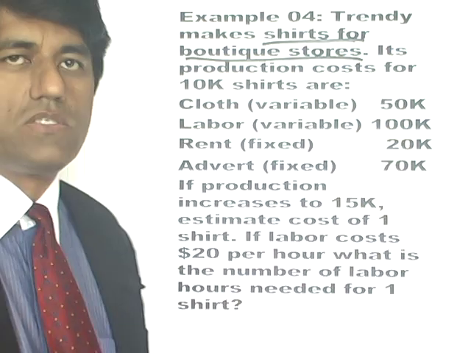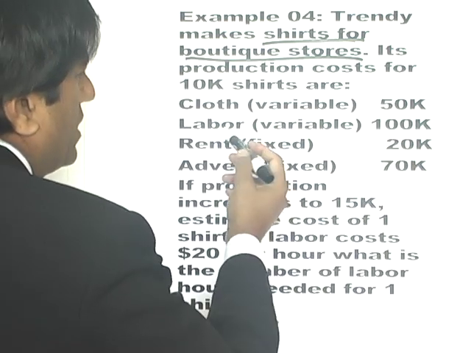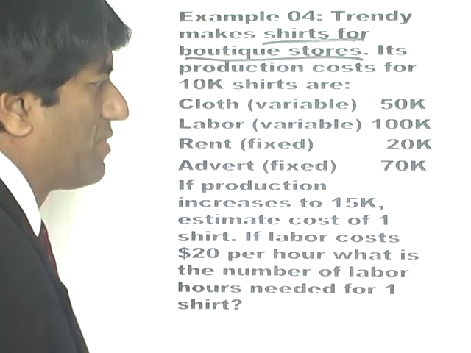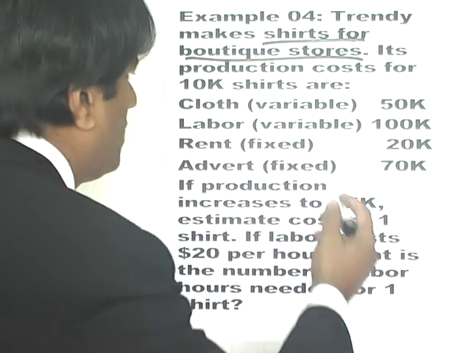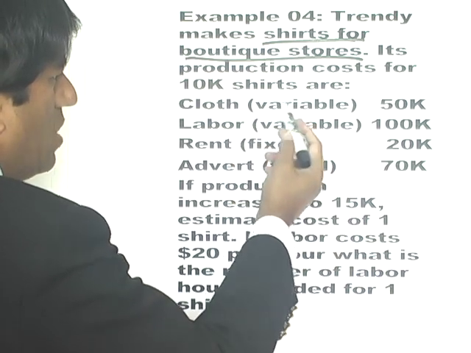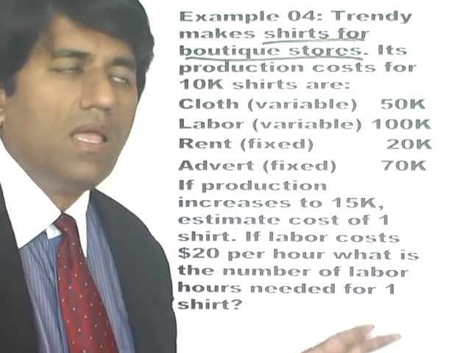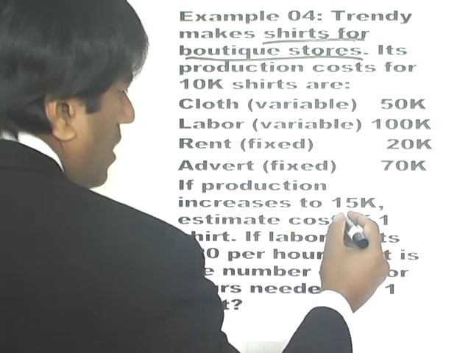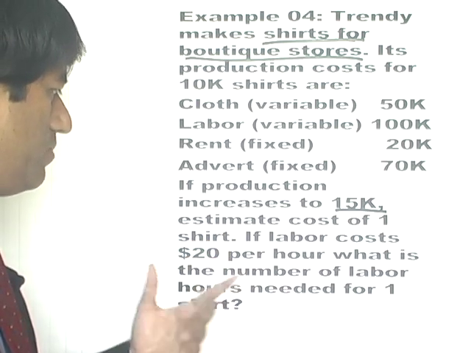And its production costs for 10,000 shirts are cloth 50,000, labor 100,000, rent 20,000, and advertising 70,000. And it's also given that the cloth and labor costs are variable, whereas rent and advertising are fixed. The first part of the question asks that if production increases to 15,000 from the current 10,000, estimate the cost of one shirt, for producing one shirt.